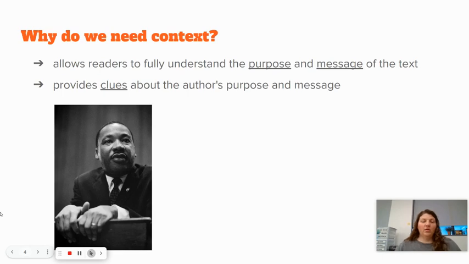If we are looking at a text from Martin Luther King Jr., we automatically think of the social, political, and cultural environment in which he was delivering his messages or his texts. So we think about the civil rights movement, his civil disobedience, what his values and beliefs were. And that helps give us clues about what his purpose is for speaking and what his intended message might be.